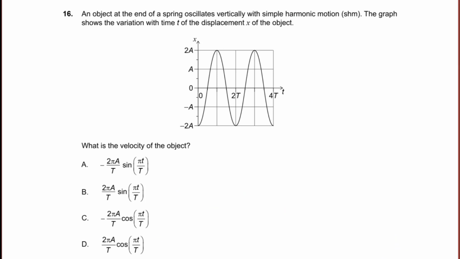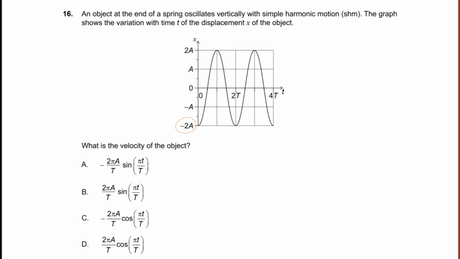The next question, 16. An object at the end of a spring oscillates vertically with simple harmonic motion, SHM. The graph shows the variation with time of the displacement x of the object. So we see that the displacement x starts from -2a and then increases to 0 and increases to the maximum positive 2a and then decreases back. This is a sine or cosine equation, depending on how we write the equation to describe this oscillation.